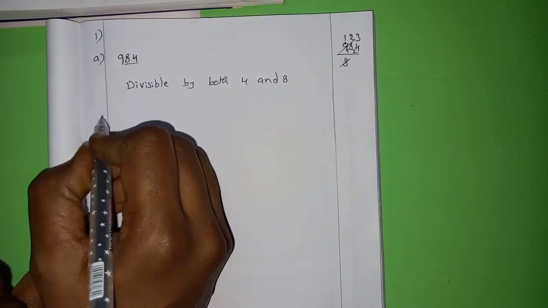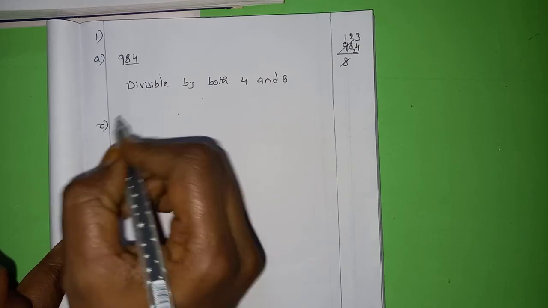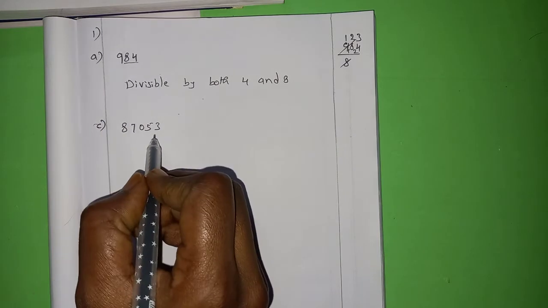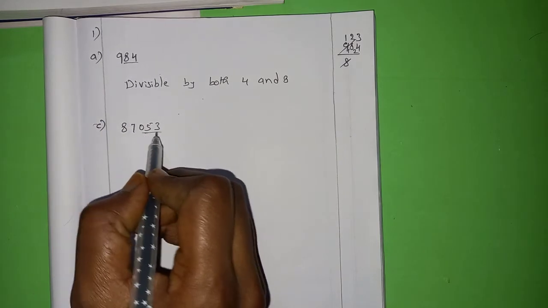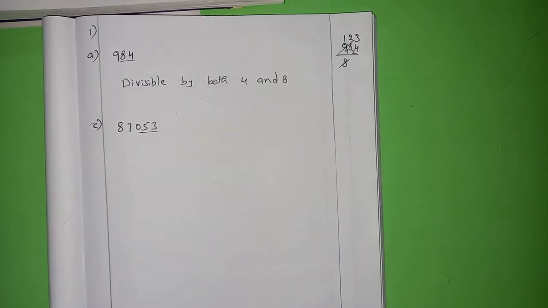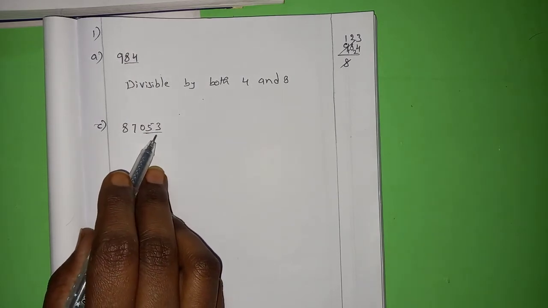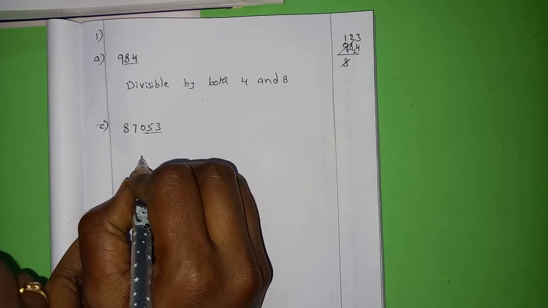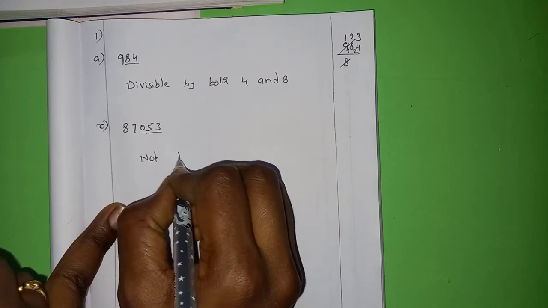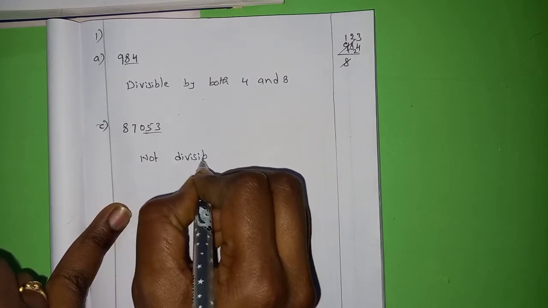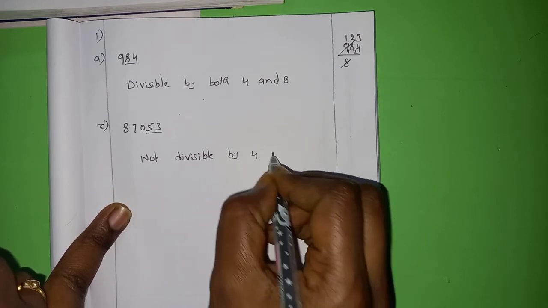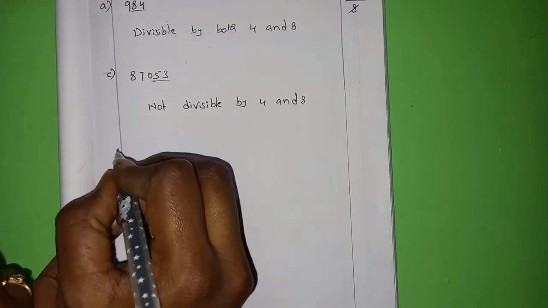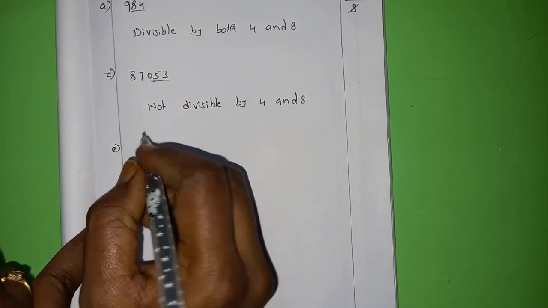Next, I am going to explain C. 87053. See, the last 2 digits are 53. That too, it is an odd number. So, this is not divisible by 4 and 8. Write that. Not divisible by 4 and 8. Now, I'll explain E.